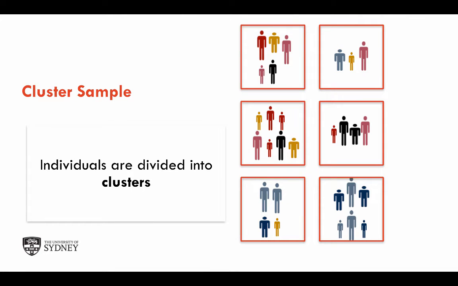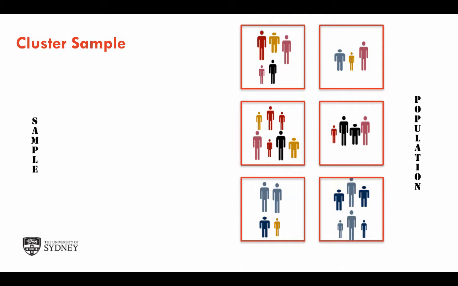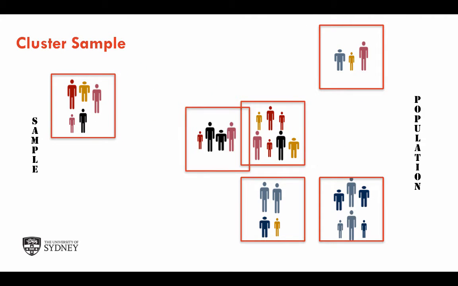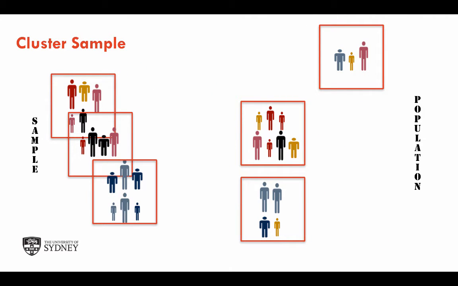So in the cluster sampling scheme, we'll assume that the population is divided into clusters. For example, in this image we have the population divided into 6 clusters, and for the sample, instead of sampling individuals, I'm going to randomly sample clusters in this population. In this case I'm going to randomly select 3 clusters from this population and include in the sample all the individuals within each cluster.